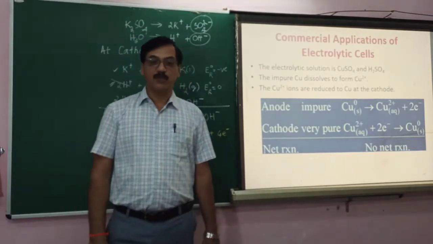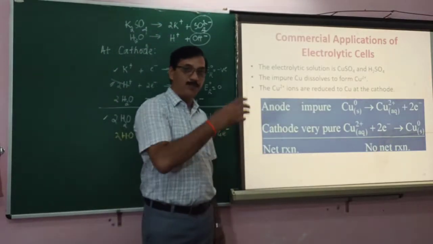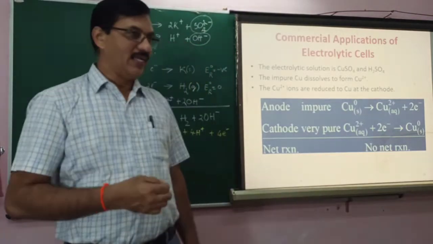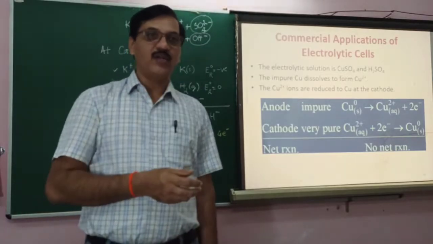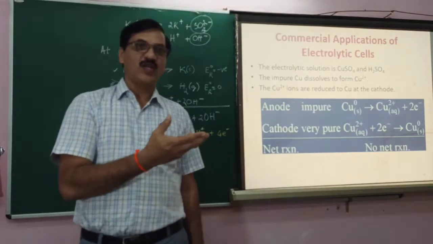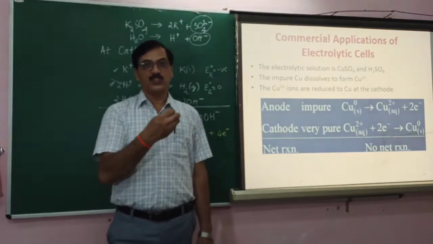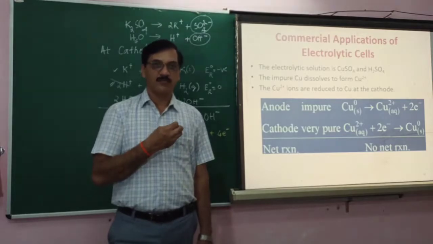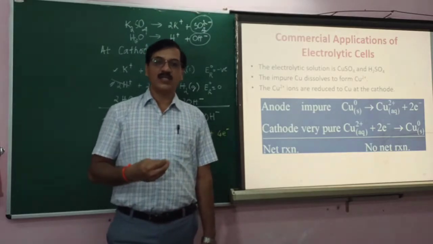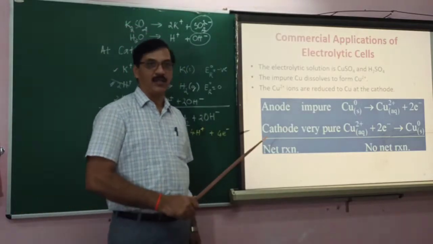Because of this, the impure one is made the anode. Impure copper is made the anode and pure copper is made the cathode. When the anode gets oxidized, the copper goes into copper ions, the other reactive metals are converted into their ions and do not participate, and the precious metals get precipitated at the anode, which is called anode mud. The anode mud consists of precious metals like platinum and gold, and the cost of electrolysis is met by the anode mud.